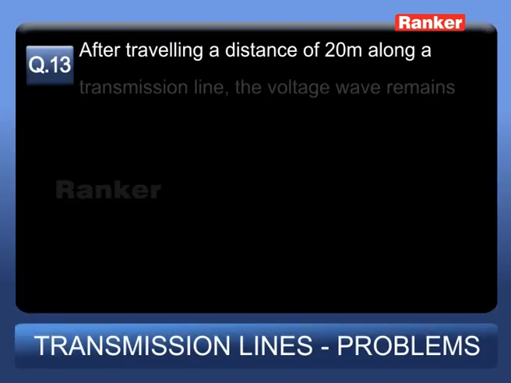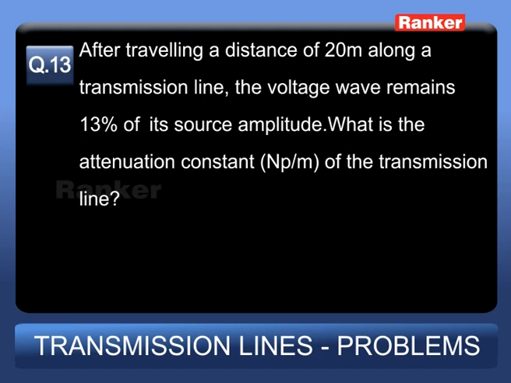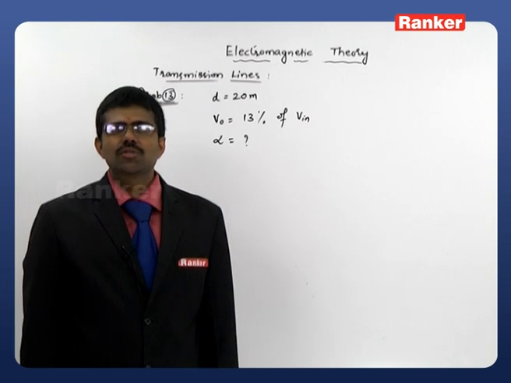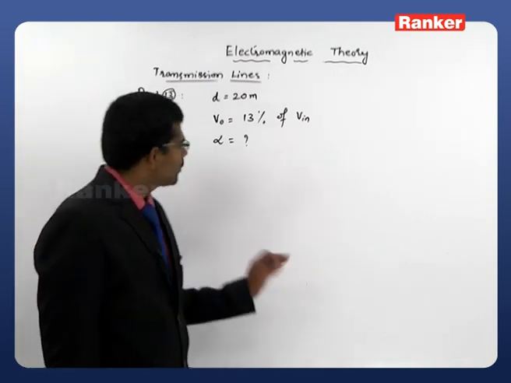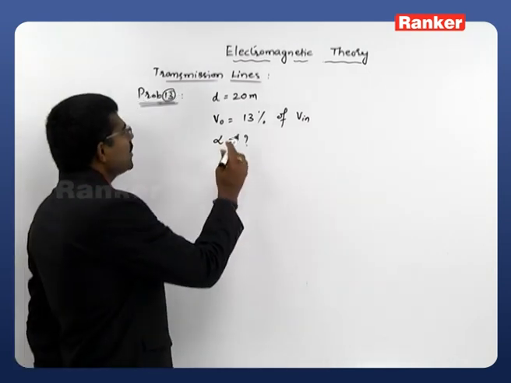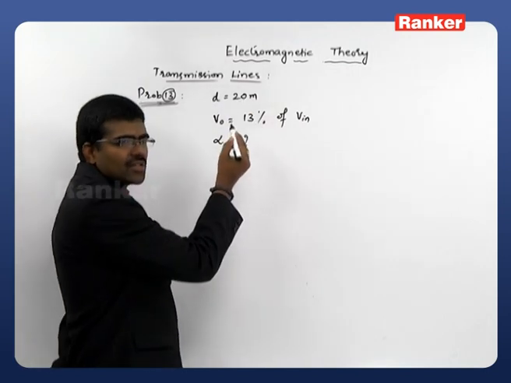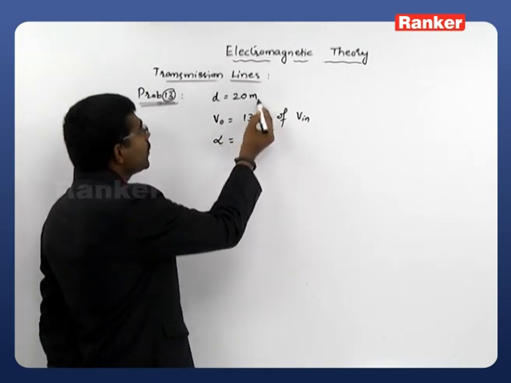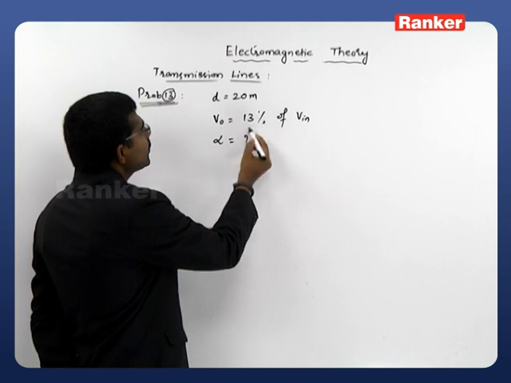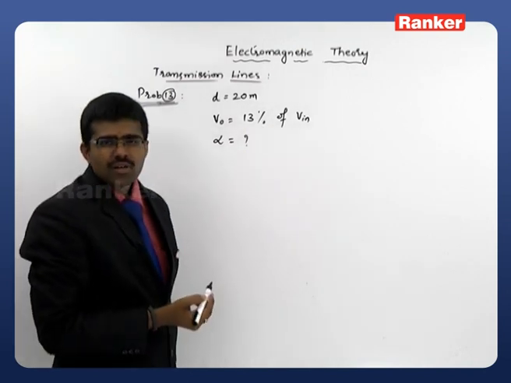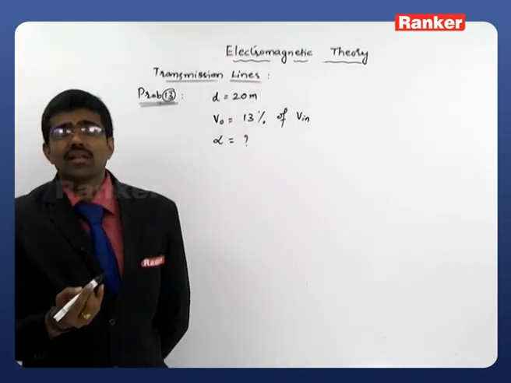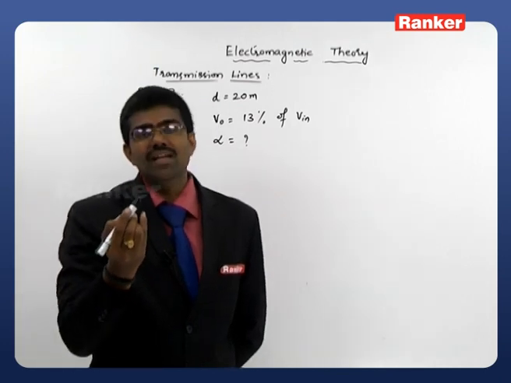After traveling a distance of 20 meters along a transmission line, the voltage wave remains 13% of its source amplitude. What is the attenuation constant in nepers per meter of the transmission line? Observe the solution for this problem, which is very simple. Whenever the voltage is traveling in a transmission line, after a distance of 20 meters we are getting 13% of the input applied. What is the basic form? Just to recollect that.